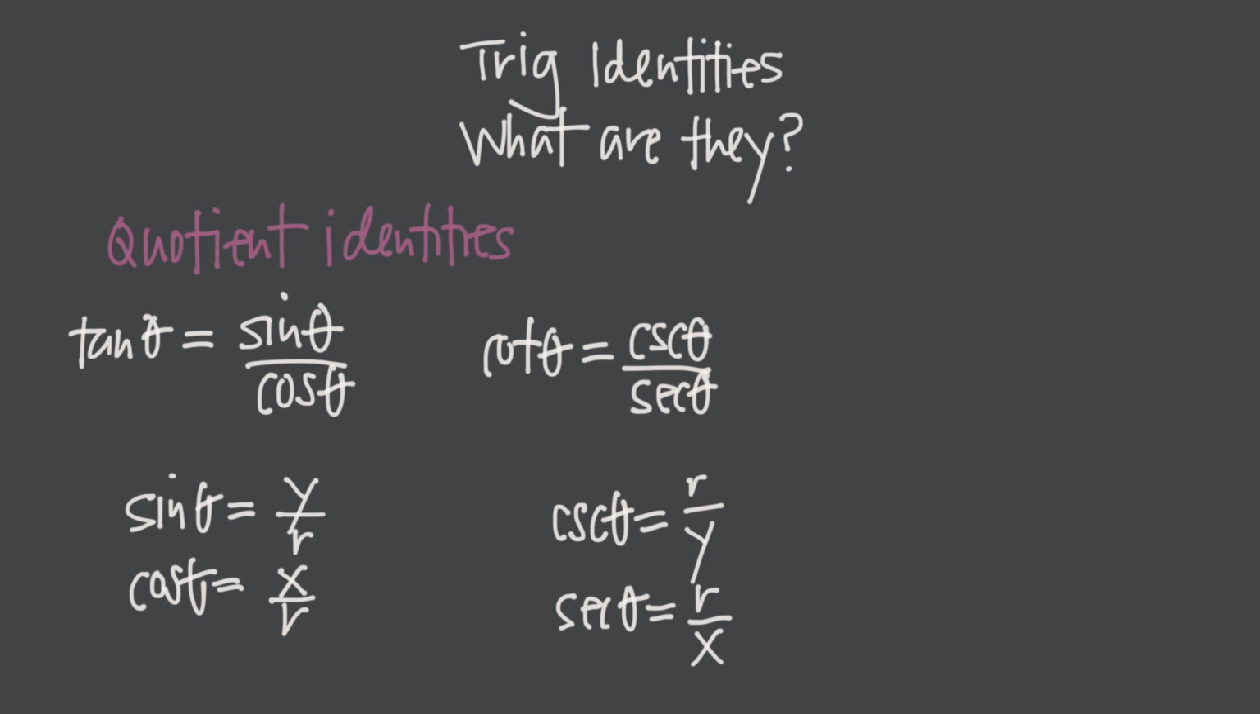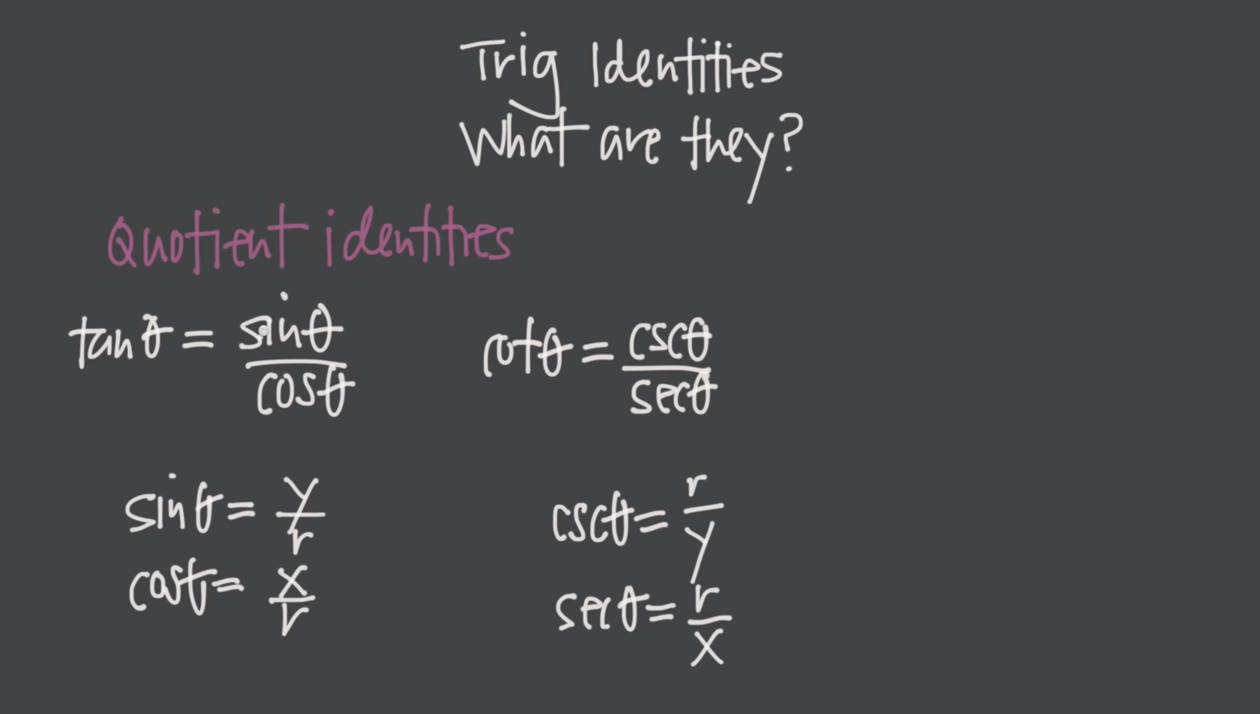The next set we want to talk about are the quotient identities. And these are another set of identities that we should really have memorized. They should feel natural to us. And they come directly from the definitions of the trig functions themselves. These quotient identities are called quotient because we have the quotient, or this fraction, of trig functions. And we have two identities.